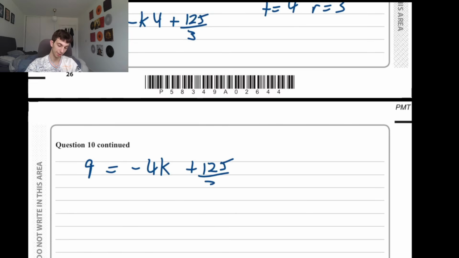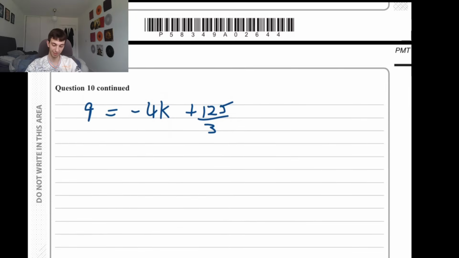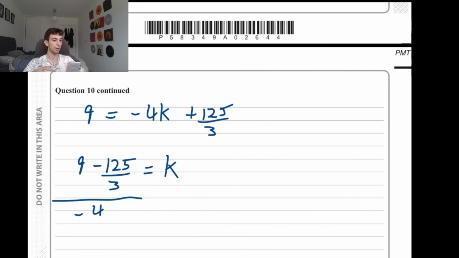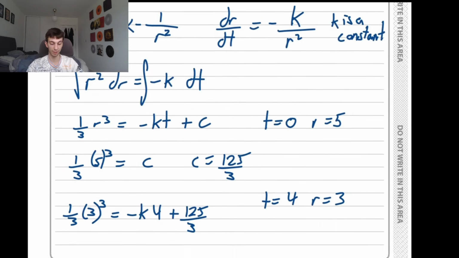125 over 3. Taking away 125 over 3 from the left-hand side, because we're trying to find k, we have 9 minus 125 over 3 equal to minus 4k. So we're going to divide the whole thing by minus 4, to get it equal to k. Slap that into your calculator: 9 take away 125 over 3, and the answer divided by minus 4 gives us 49 over 6. So we get k to be 49 over 6. Now we have k and we have c, so we can put everything into our equation.